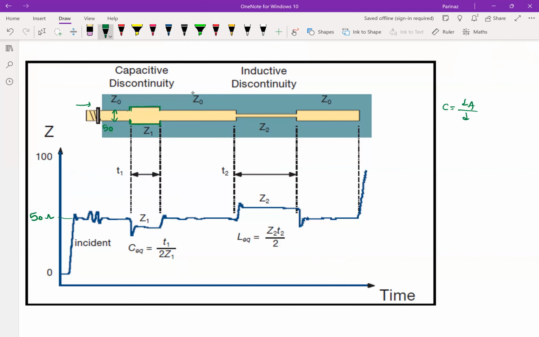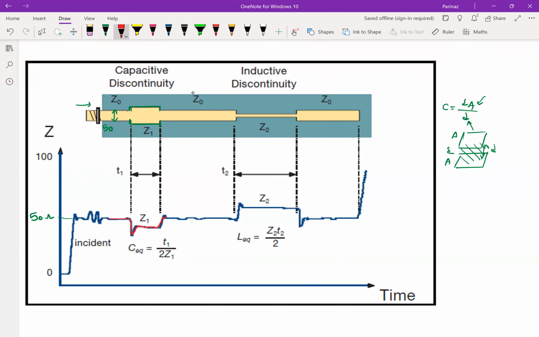So remember the capacitance formula, it's epsilon A over D. So more area means more capacitance. D being the distance between the two plates of that capacitance. So this is A, the area, and this is D, and then in between we have epsilon, right? So this was our regular rectangle capacitance. Then again, as soon as we have that capacitance, our impedance is gonna go low, right?